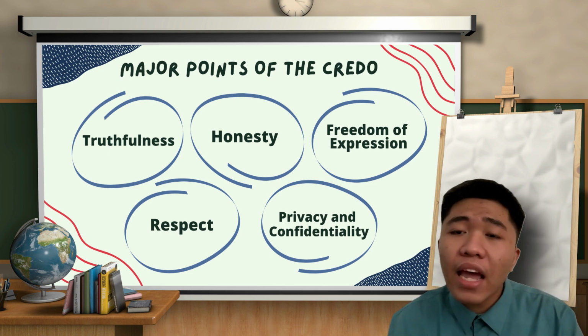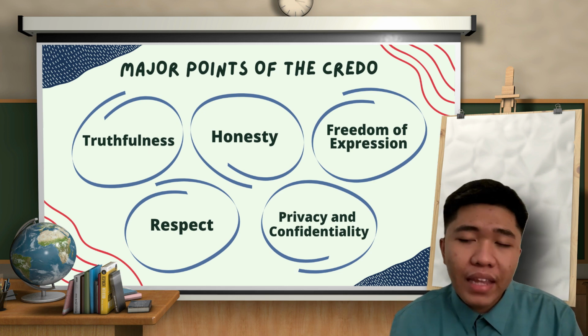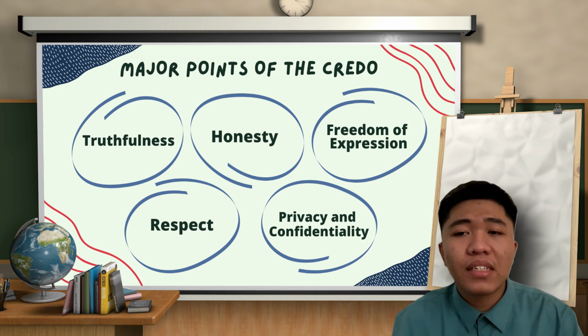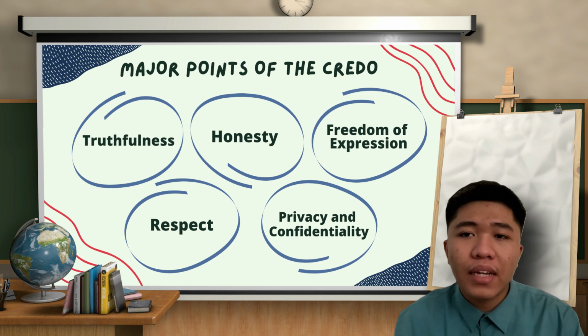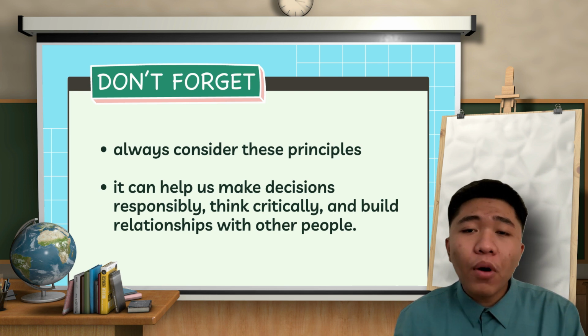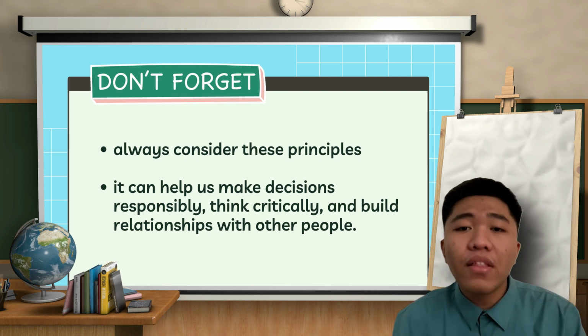Lastly, privacy and confidentiality. We should always respect privacy and confidentiality while sharing information, opinions, and feelings. Ask the consent of the person first before sharing his or her personal data for other purposes. It is obviously unethical to violate the right of a person to protect and to keep his or her privacy confidential. Basically, the core principle of the credo for ethical communication is honesty and truth.